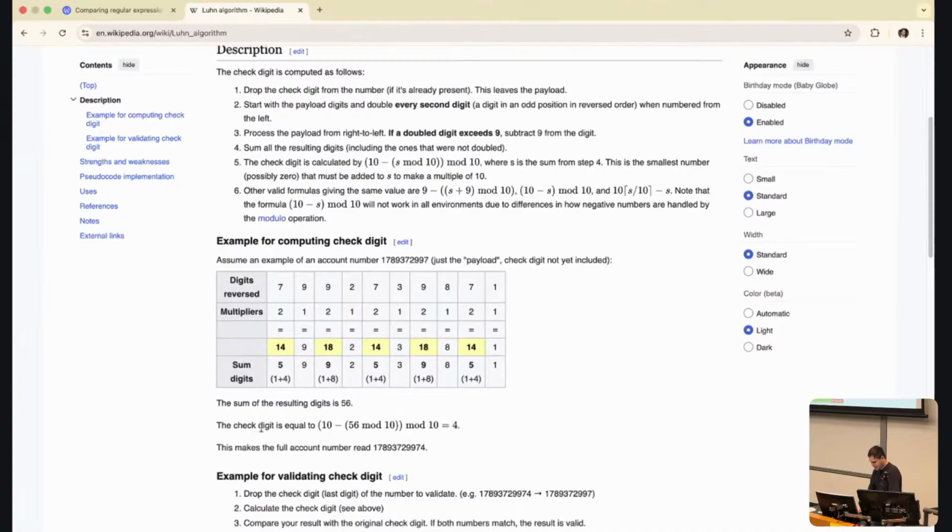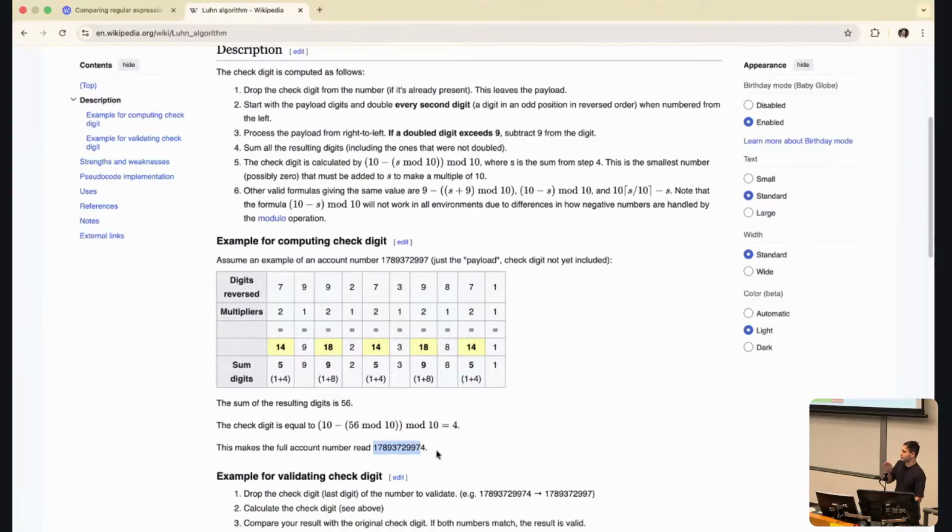Then the check digit is equal to 10 minus the sum, mod 10, which is 4. So you add 4 at the end, and you have a checksummed number. The full account number would be this, and if you did 718937, even without internet, you can apply that algorithm and determine that. If you're applying the algorithm, obviously you just ignore the last digit, which would be the same.